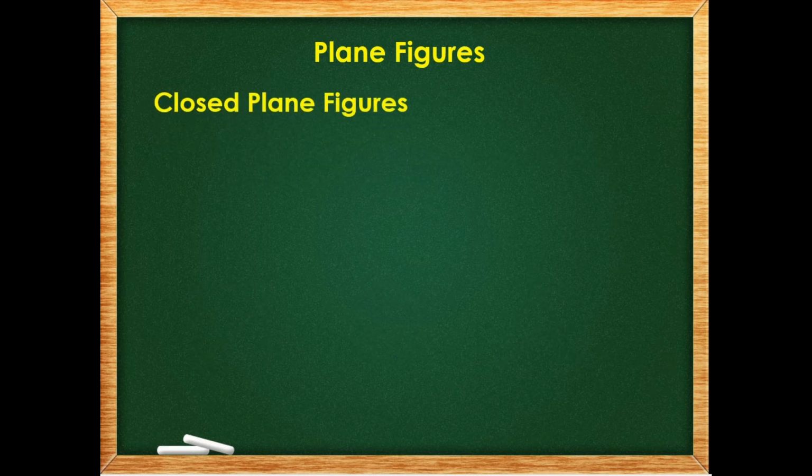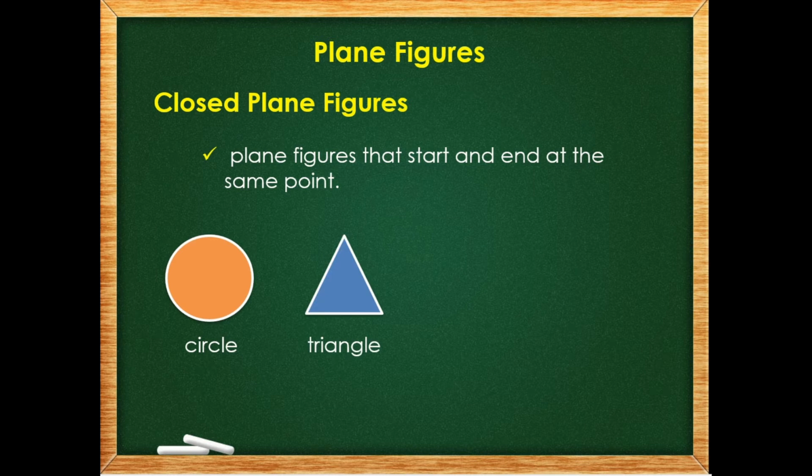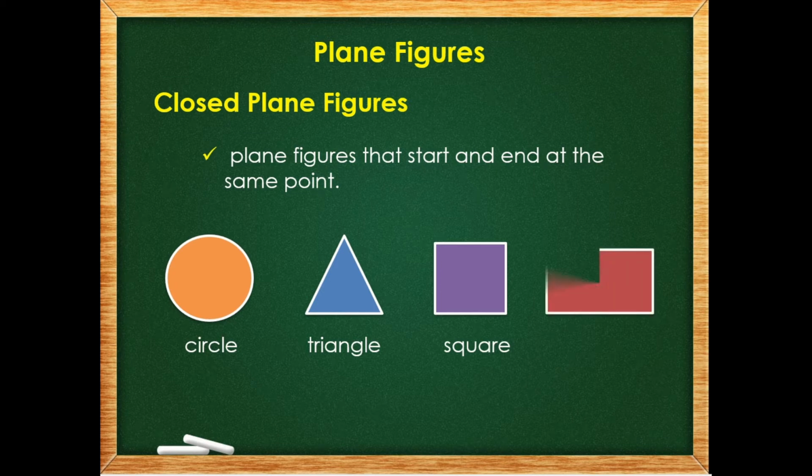Now let's move to the closed plane figures. Closed plane figures are figures that start and end at the same point. Some closed plane figures are circle, triangle, square, rectangle, and many more.